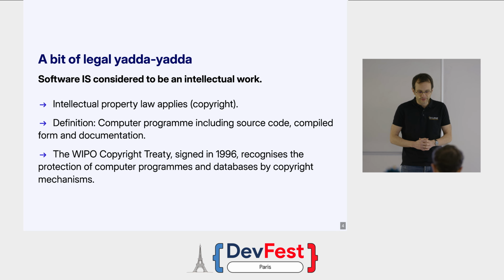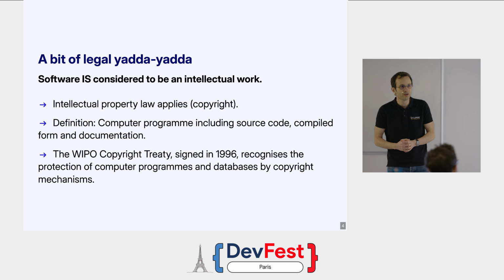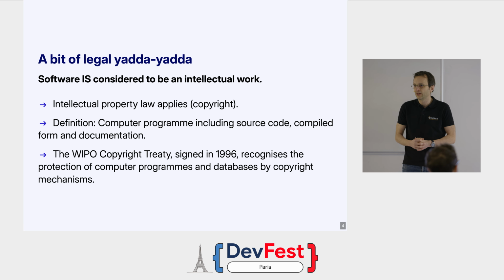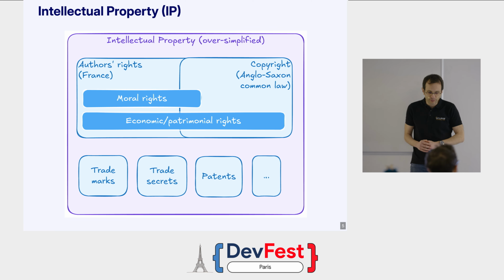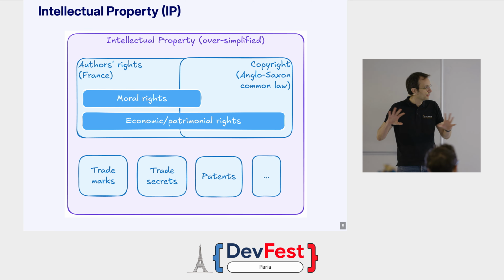But in 1996, the WIPO, the World Intellectual Property Organization, known in French as the Organisation Mondiale de la Propriété Intellectuelle, recognized the protection of computer programs and databases with a copyright mechanism. So this is an oversimplified intellectual property schema, just for you to understand the basics, and those are the two legal-oriented slides in my talk.